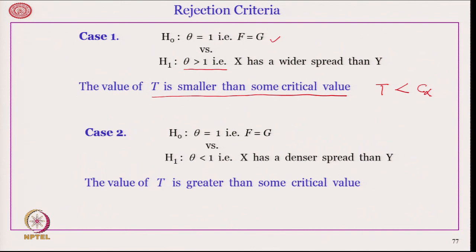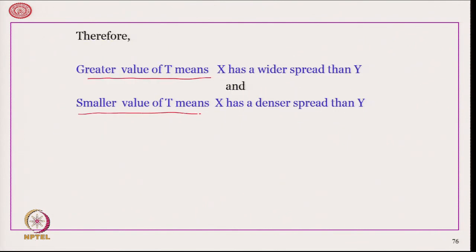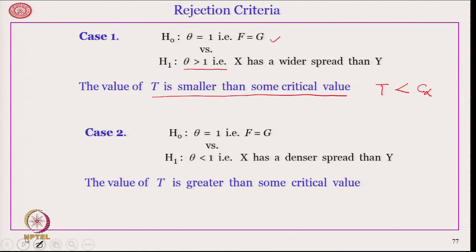In a very similar way, when x has a denser spread than y, then we know that the value should be small. Smaller value of t means x has a denser spread than y. It need not be 0, it can be little bit more, but if it crosses a threshold, then we are going to reject the null hypothesis in favor of the alternative. Therefore, t has to be greater than some critical value at alpha level.